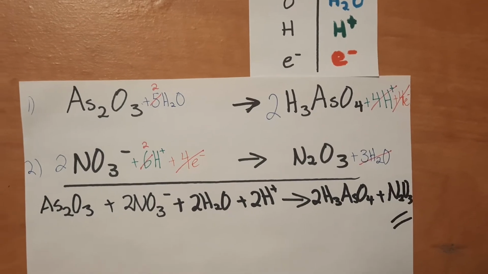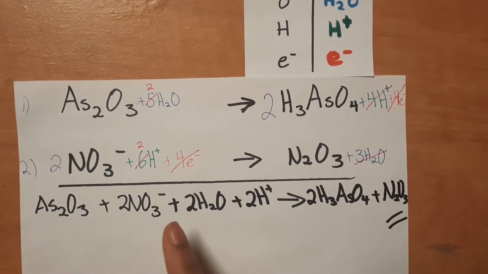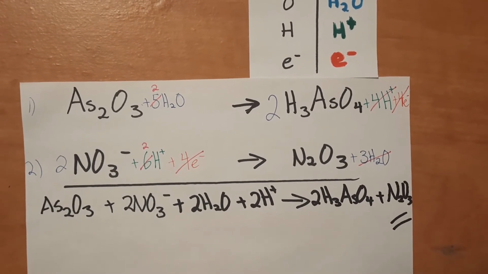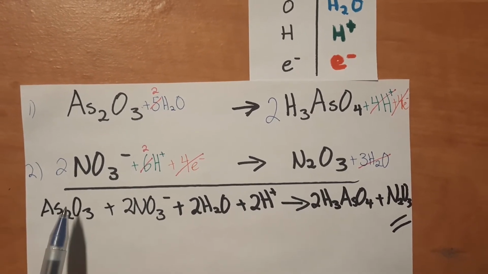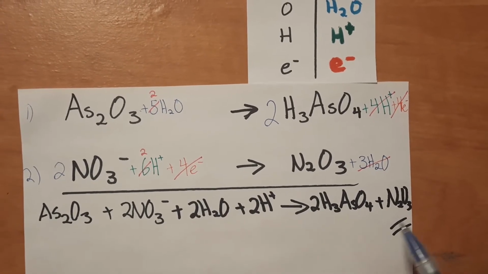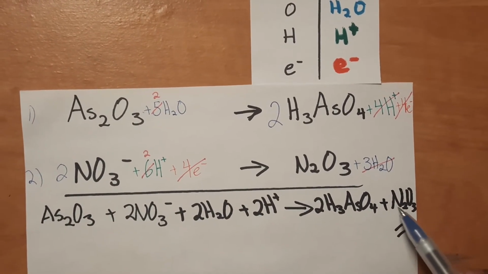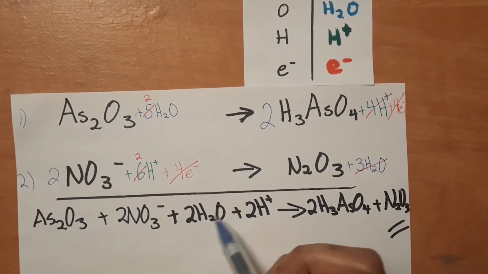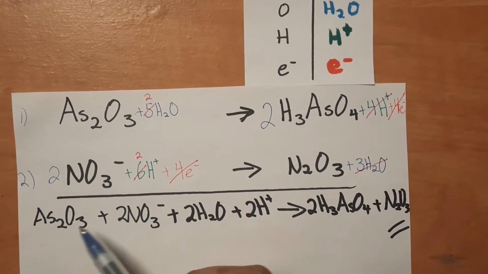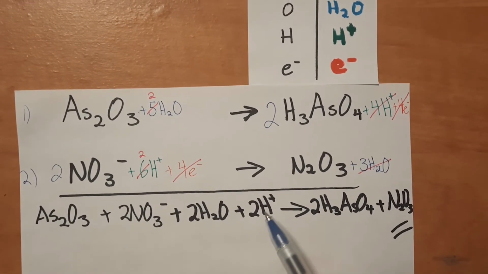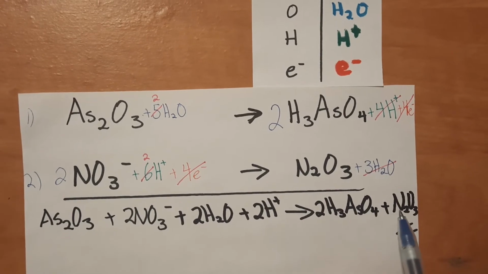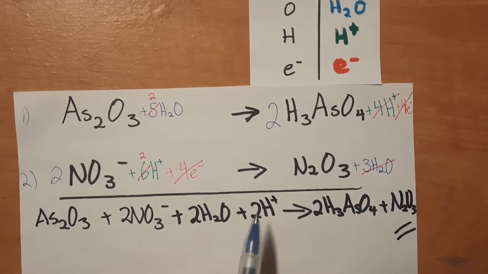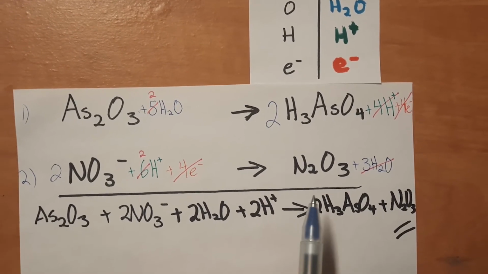Now to check, we can make sure that our charges and our atoms are all balanced. So we'll just do our count. We have 2 arsenics, so that's good. We have 2 nitrogens, that's good. We have 3 plus 6 plus 2, so 6, 9, 10, 11 oxygens. We have 4 times 2, 8, plus 3, so 11 oxygens. We have 4, 5, 6 hydrogens, 2 times 3, 6 hydrogens.